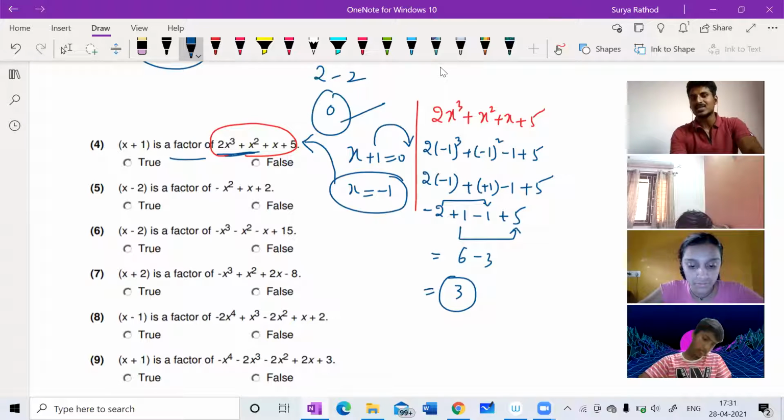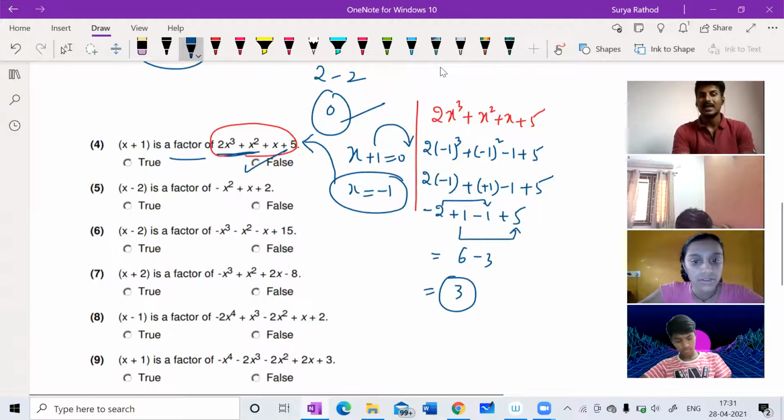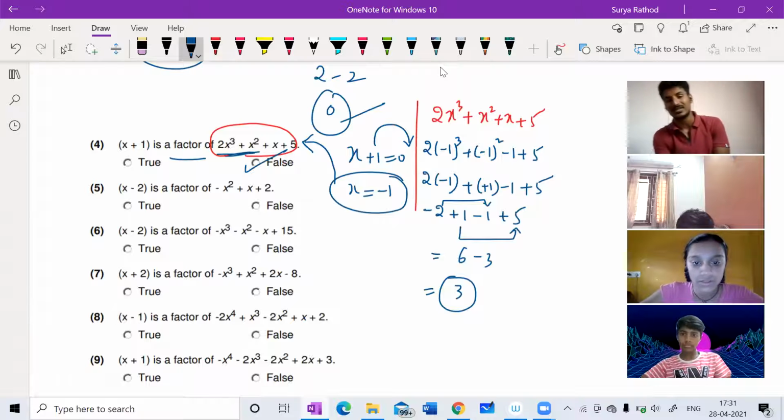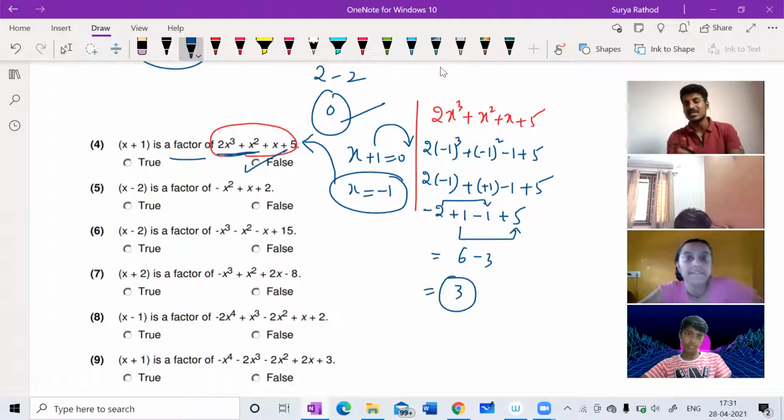x plus 1 is not a factor of 2x cube plus x square plus x plus 5. So my answer is false. He's saying x plus 1 is a factor for that, but we are not getting satisfied with that factor. So I can say that it is a false statement. Getting my point? Yes or no?